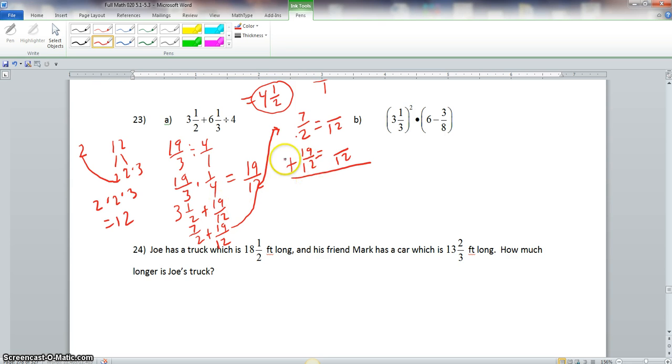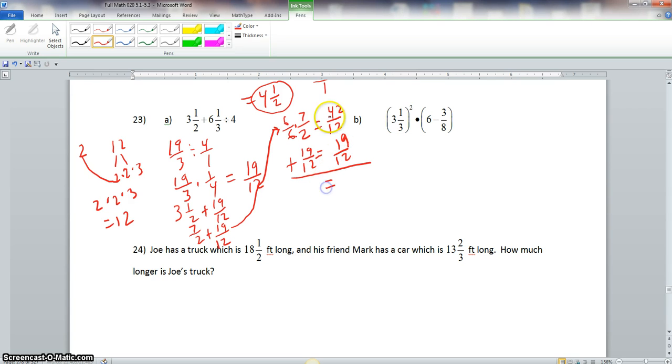Now we look here, we compare 2 to 12. What does 12 have that 2 does not? It has 2 times 3, which is 6. So we'll multiply this numerator and denominator by 6. 6 times 7 is 42, and 6 times 2 is 12. Now, when we compare 12 to 2, 2 doesn't have anything that 12 does not, so we'll write it as is. So this would be 19 over 12.